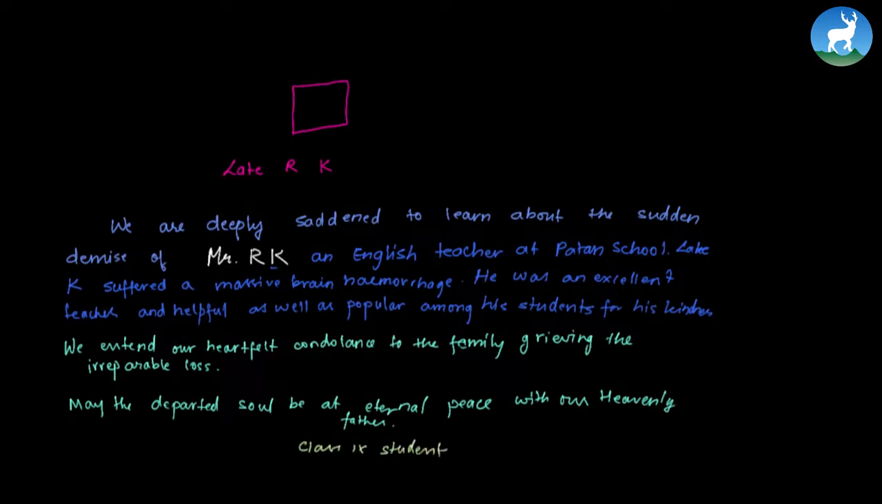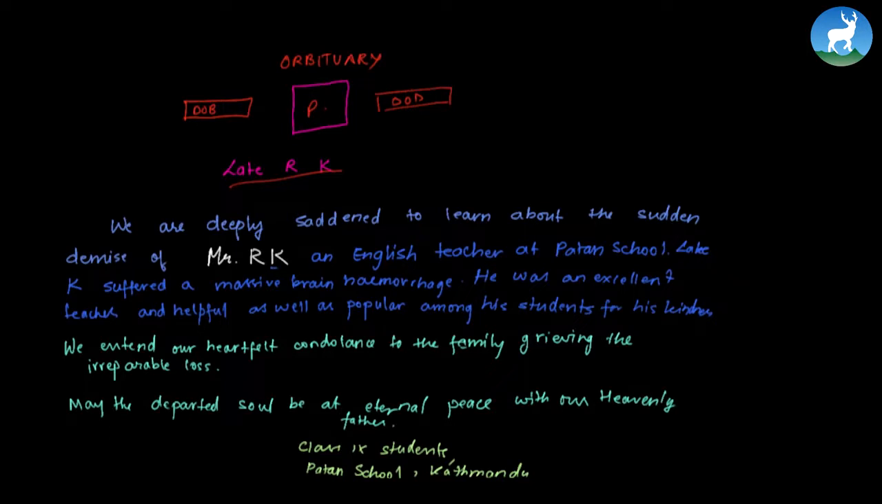Here's a picture. This is the name of a person who has died. And this is a message of condolence that you want to get published in the newspaper. This is how you feel. You are deeply saddened to learn about the death of your teacher, R.K., who was an English teacher at this school. The person who died was suffering from a massive brain hemorrhage. He was an excellent teacher and helpful, as well as popular among his students for his kindness. So this is how he was.